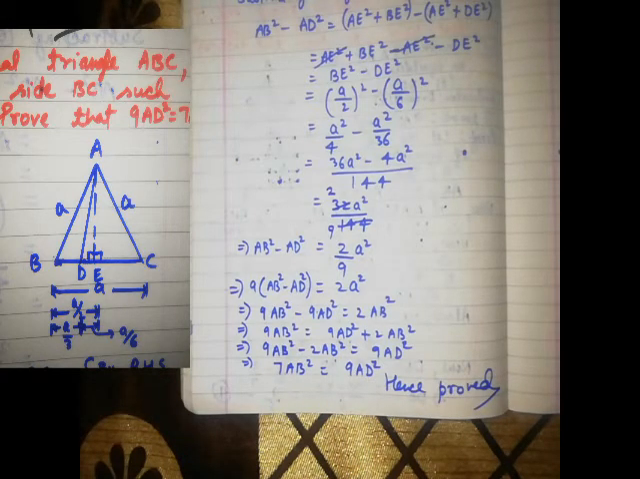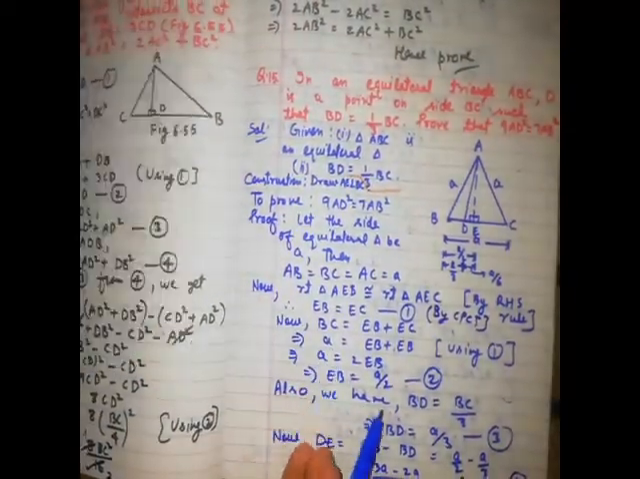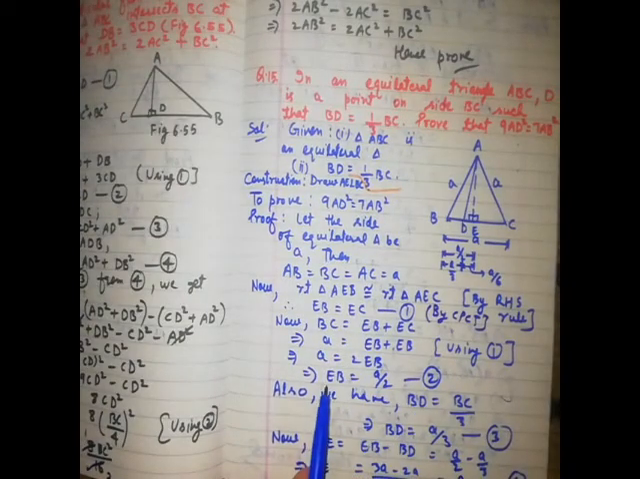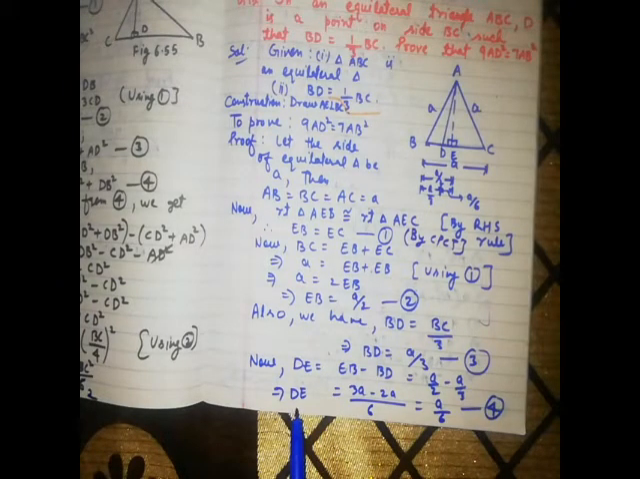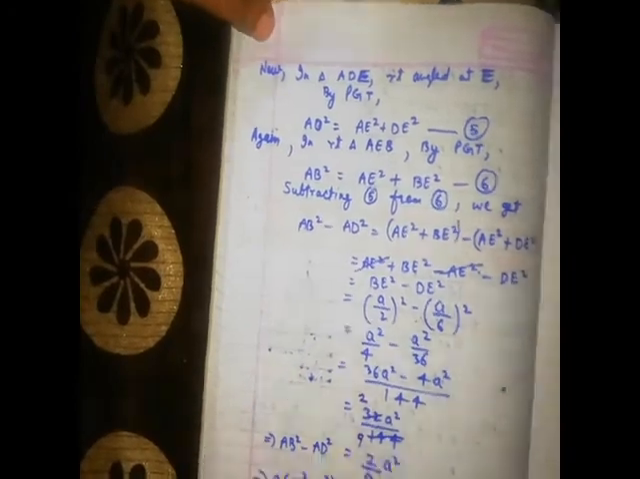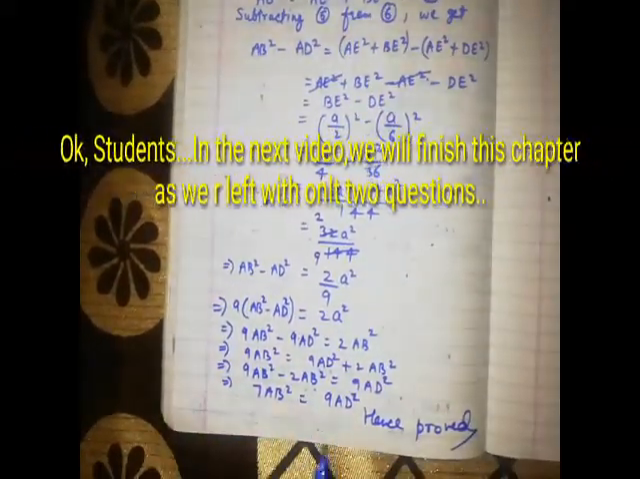So this question is a bit lengthy. First of all we have to find BC, then we have to find EB, then we have to find BD, and then we have to find this DE. And after finding this, then we have to use Pythagoras theorem twice, and after that we have to subtract question number 5 from question number 6, and then after some simplification we will get 7AB square equal to 9AD square.